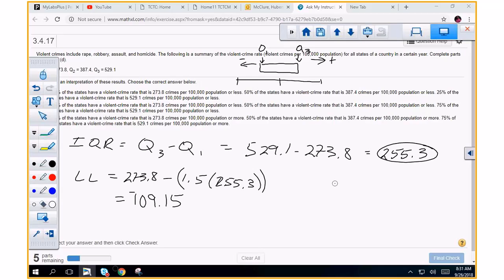All right, now the next one, upper limit. The upper limit is going to be the Q sub 3. So that's Q sub 3, which is 529.1, plus, because we have to add on this side, 1.5 times 255.3.